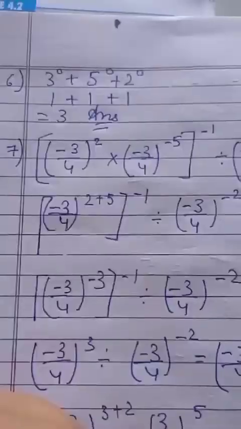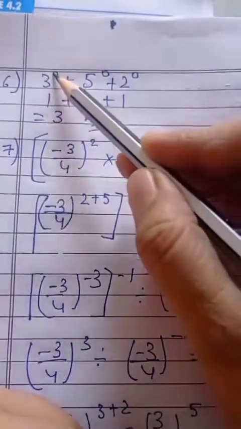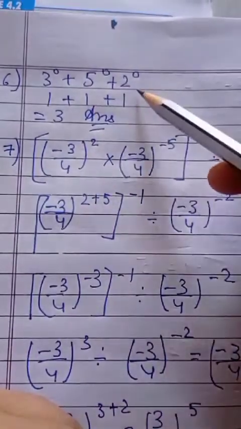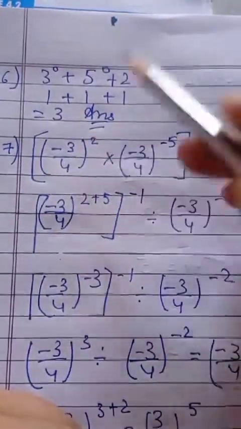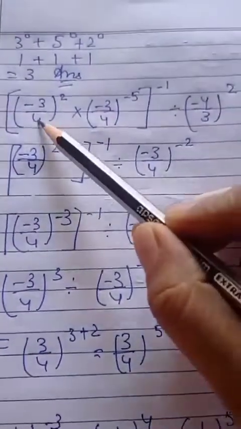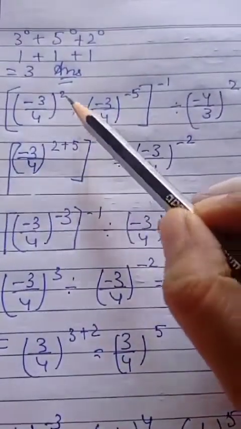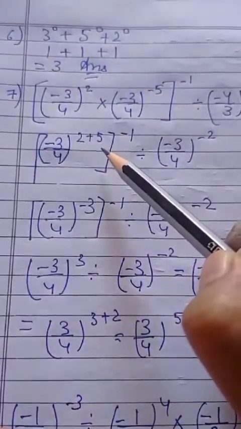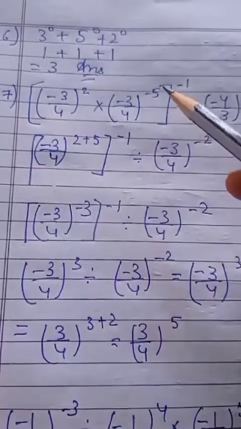Next is 3 power 0. Anything raised to power 0 is 1. Here also 1. So the sum is equal to 3. This is your answer. Seventh part of the question is, look here, bases are same. Multiply, powers will add. So it will become 2 plus 5. Why 2 plus 5? It is what?